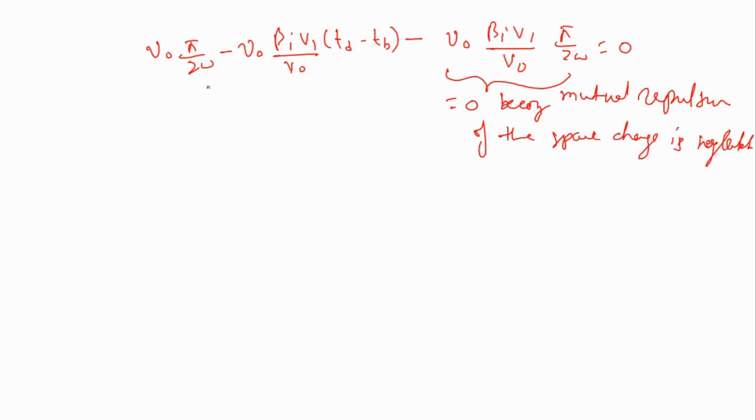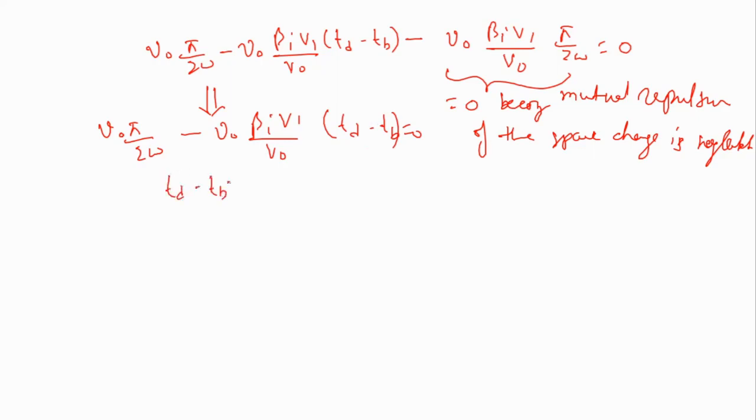Okay, so from this we can write V naught into pi by 2 omega minus V naught into beta I V1 divided by V naught into TD minus TB should be equal to 0. So from this we can find TD minus TB is equal to, V naught will be outside and that will be cancelled, so this can be written as pi V naught divided by omega beta I into V1. Okay, so we have TD minus TB. We can find this by using this term. This transit time may be tau for the unchanged.